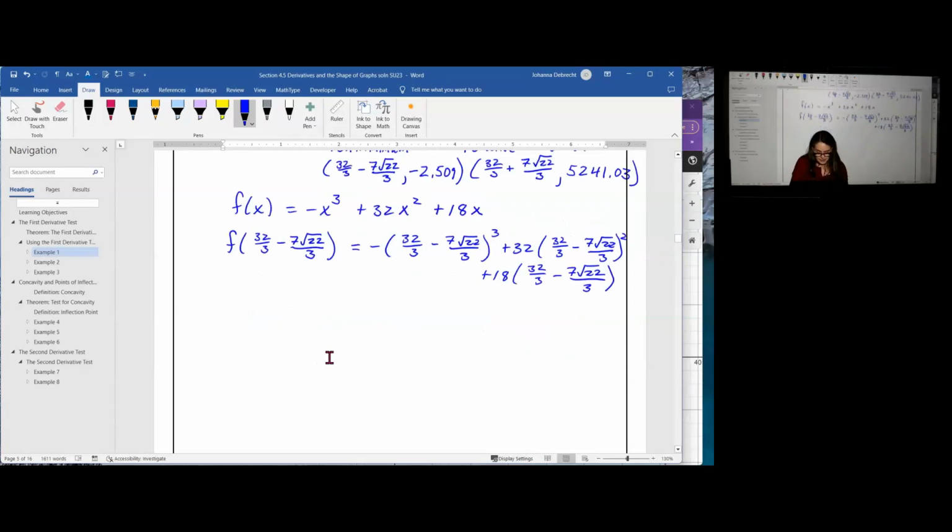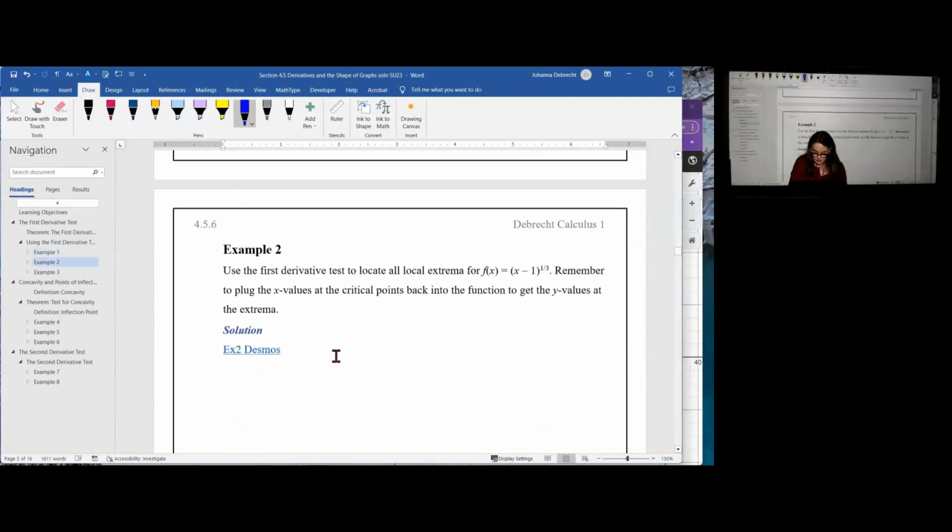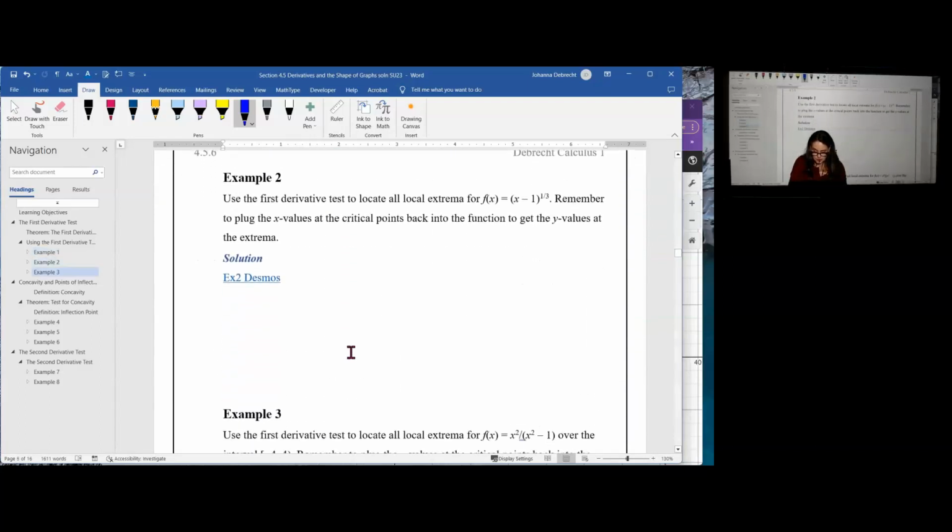Let's move on to example 2. In example 2, we want to use the first derivative test to locate all the local extrema for the function, the cube root of x minus 1. Remember the 1/3 power, rational power, the denominator represents the radical index, in this case, cube root.